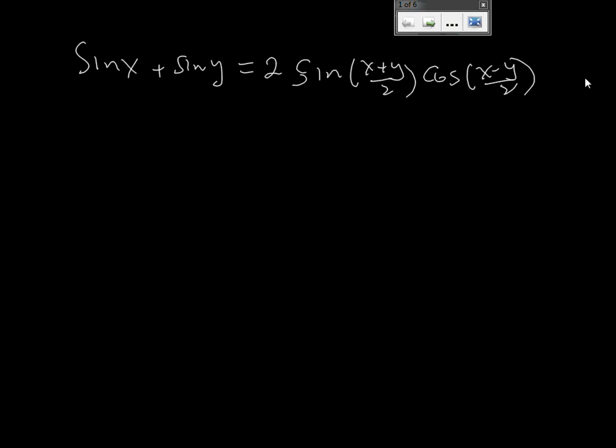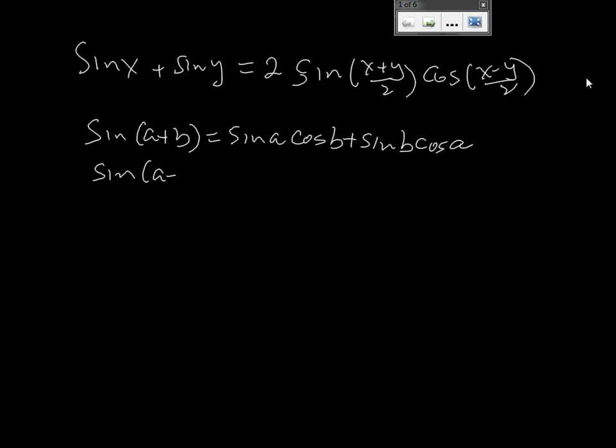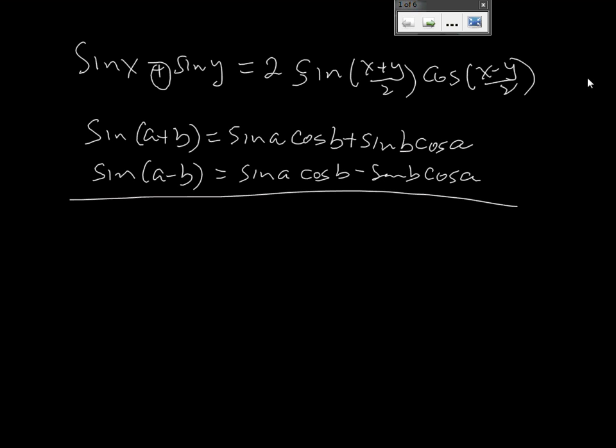So what we want to do is look at the following. We know that the sine of a plus b is equal to sine a cosine b plus sine b cosine a. We also know that the sine of a take away b is sine a cosine b minus sine b cosine a. And in this case, we're going to add them.